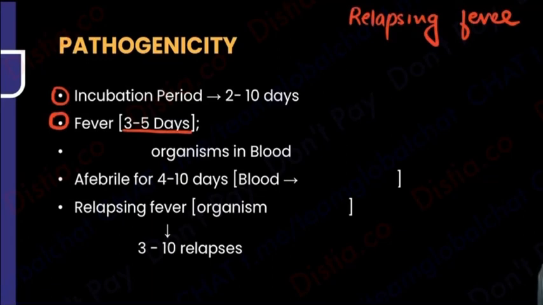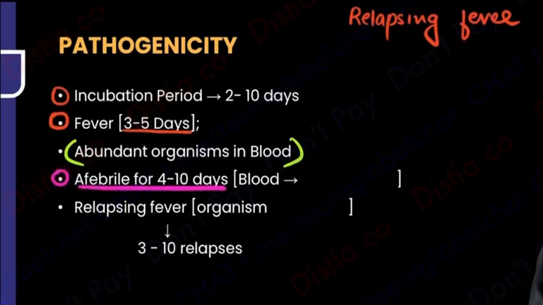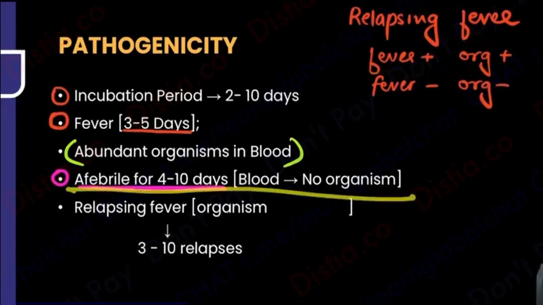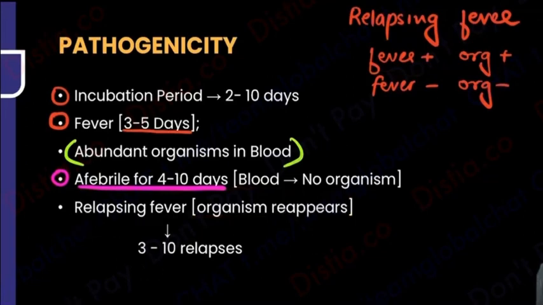Until the time the fever lasts, you are going to see abundant organisms in the blood. So you will say, okay, there is fever, so organisms are there in the blood sample. After that, the patient is going to go absconding, no fever for 4 to 10 days. This means the blood is now not going to show you any organism. So simple, how I have learned it is, if fever is present, organism is present. If fever goes absent, the organism goes absent. So when do you think you're going to take a blood sample from this patient? When he has the fever, of course. So he's going to be afebrile for 4 to 10 days, and then again he's going to relapse. Again he's going to have fever, and then again the organism will come back.